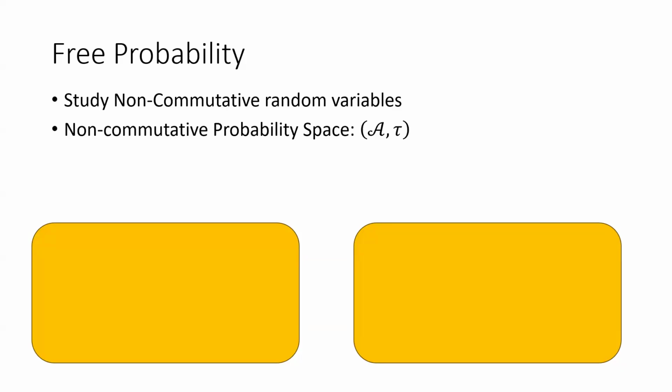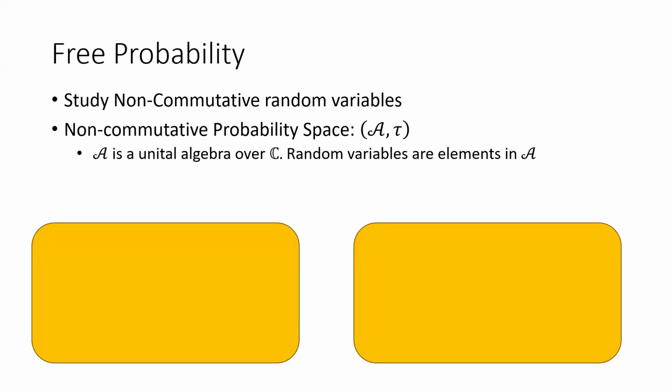To study these things, we define an abstract non-commutative probability space as a pair (A, tau), where A is a unitary algebra over the field C, and its elements are referred to as the random variables. And tau is basically just a linear functional on A that maps the identity to 1. We refer to this as the expectation functional.